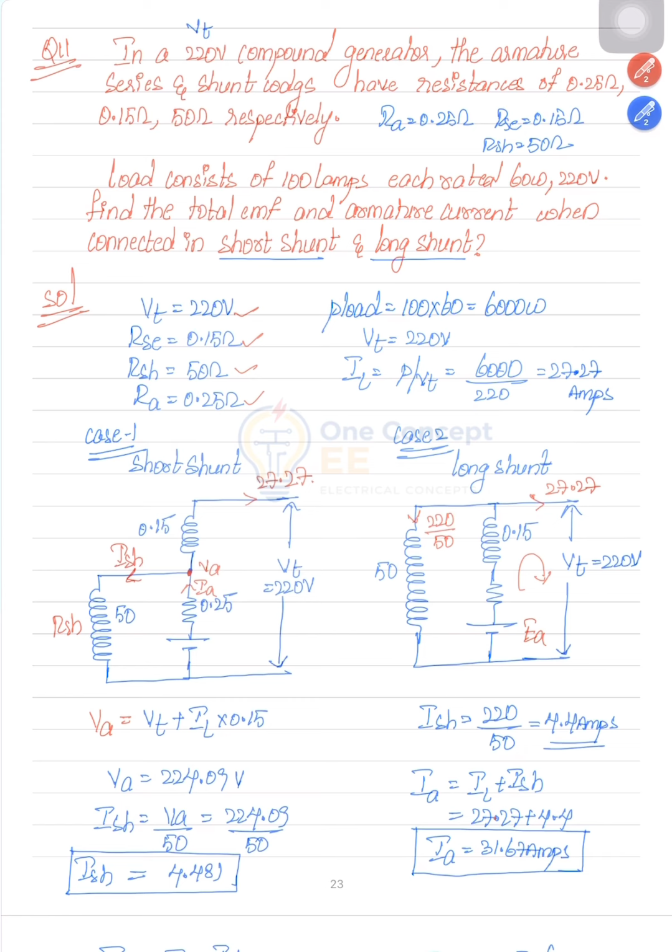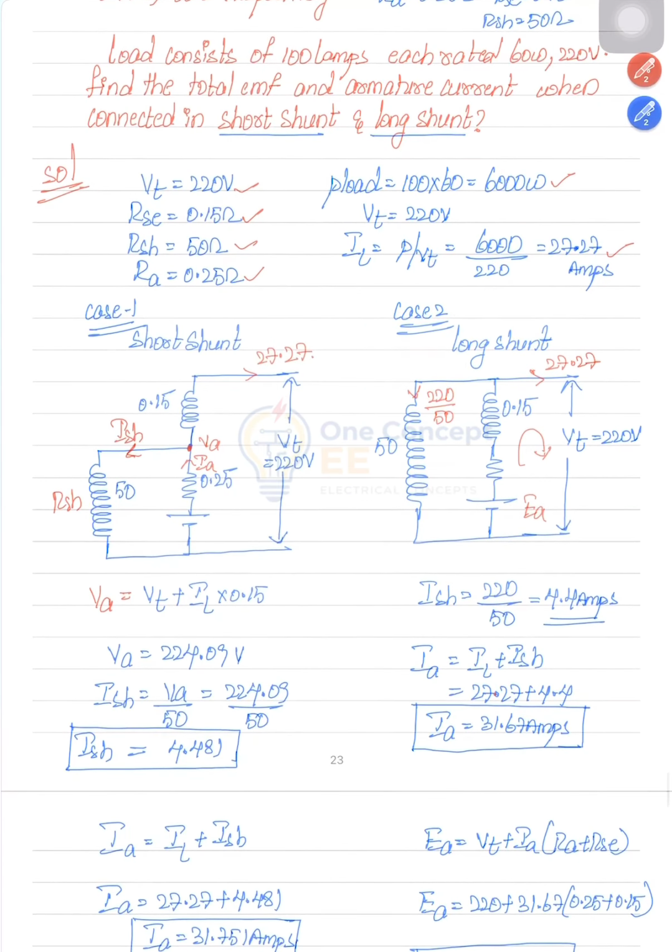So the total load will be 6000 watts. By this I am finding the load current. Now in case 1, I am going for short shunt connection. This is a short shunt connection. Here the load current is 27.27 amps.